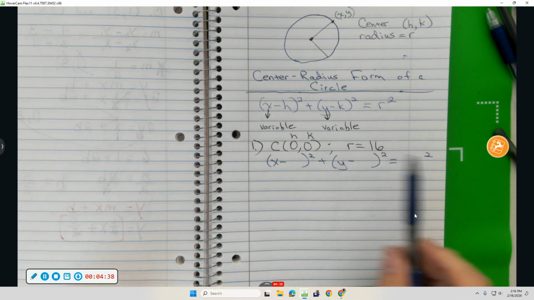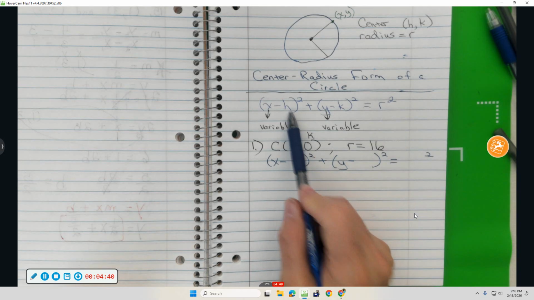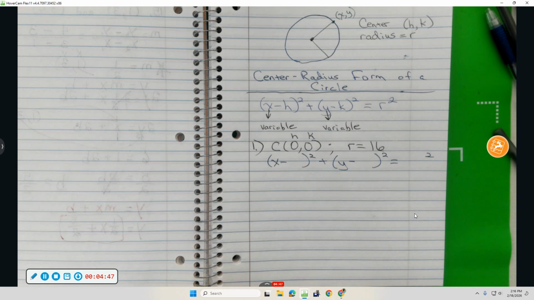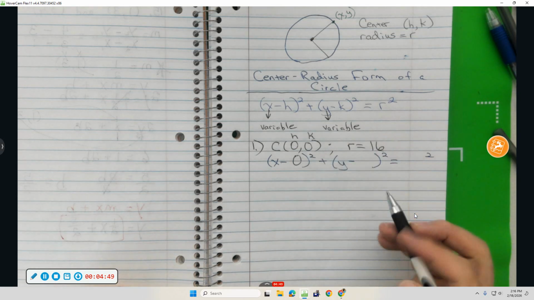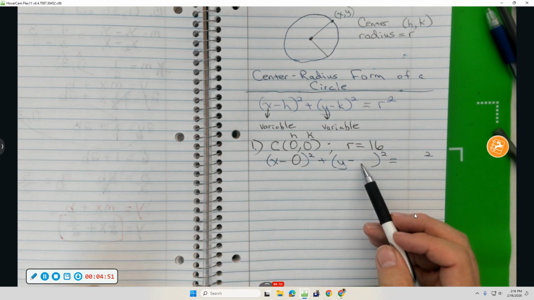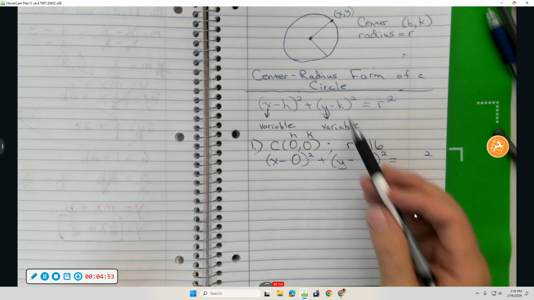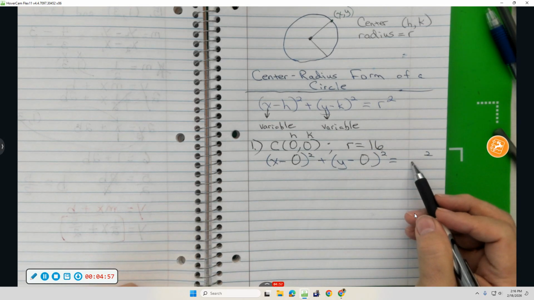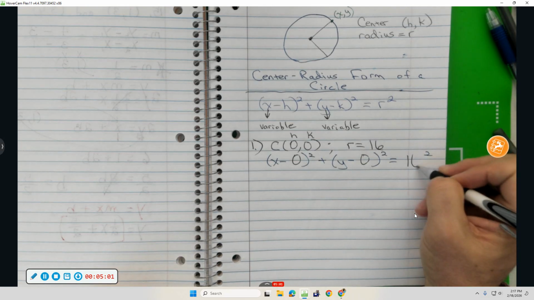You help me out. It's x minus h. What number am I going to write here in place of the letter h? 0, the first 0. What number will I write here in place of the letter k? It's the second 0. What number is going to be squared on the right-hand side? 16.